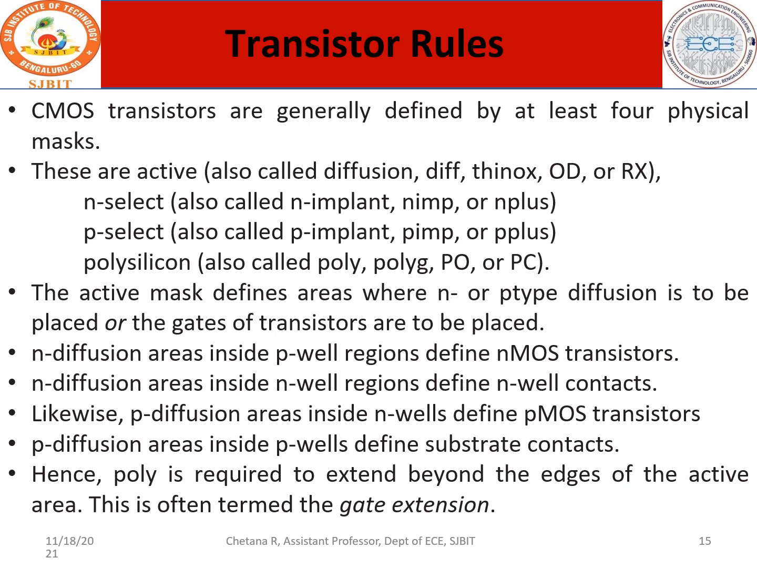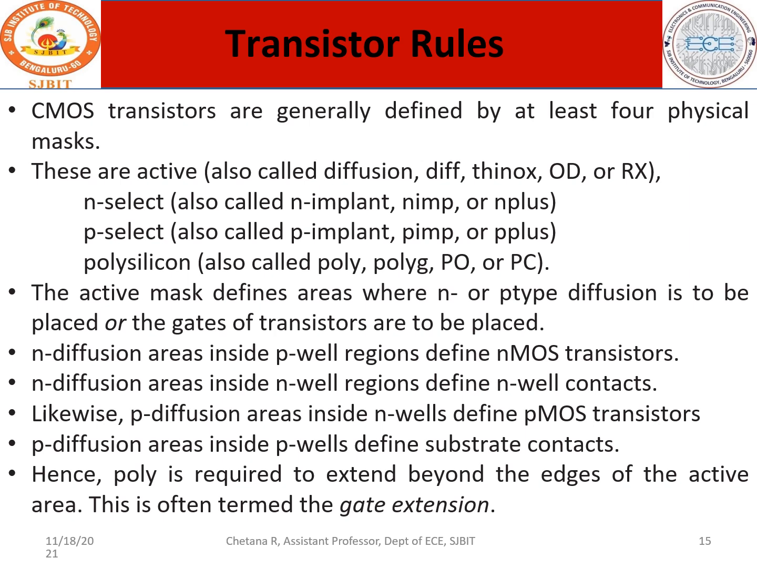Next we have transistor layout. CMOS transistors are generally defined by 4 physical masks: N-select mask, P-select mask, polysilicon mask, and the active mask. The active mask defines the area where N or P diffusion is to be placed, or where the gates or transistors are to be placed. So what exactly do you mean by active mask? It is the mask where N or P type diffusion is placed or the gates are placed. So only in the active mask is P or N or poly done.